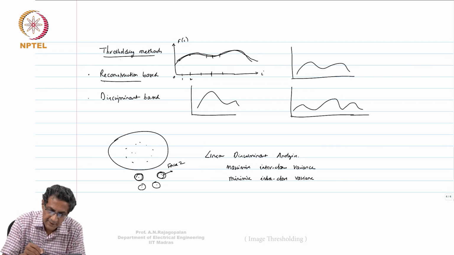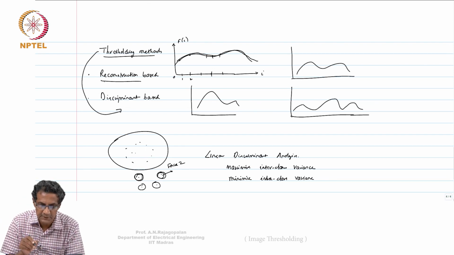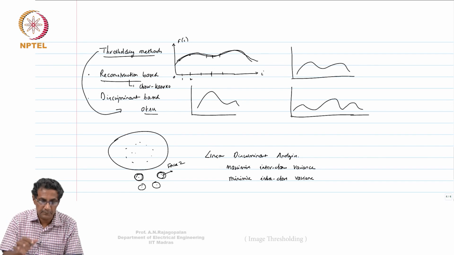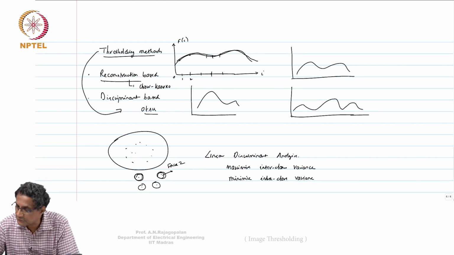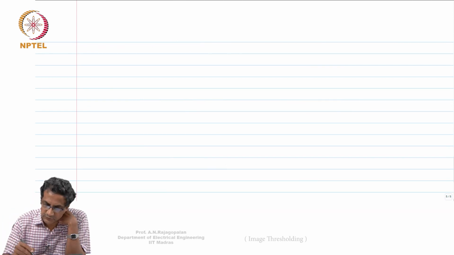Now thresholding is one such approach that uses discriminant analysis. A discriminant based approach is what is called Otsu. And the reconstruction based, one of the popular methods is Chow Kaneko. Otsu goes after somebody's name, whose name is Otsu, and I want to talk in more detail about how this thresholding scheme works. So let us explain what is Otsu thresholding.